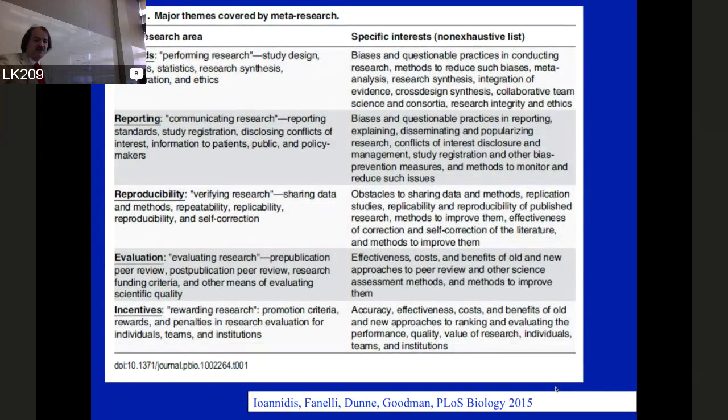Obstacles to sharing data and methods are a key problem for reproducibility. And there's other issues involved here. How much replication we need to do? Who's going to do it? Do we need to have reproducibility checks for what type of studies, when, again, who and how and where are they going to be funded? What is the effectiveness or the correction and self-correction of the literature? How quickly do we refute results that are not accurate and replace them with more accurate ones?